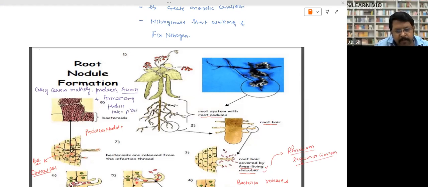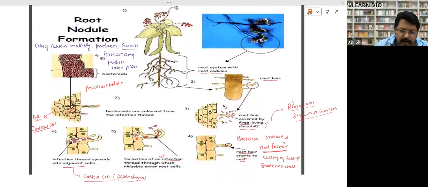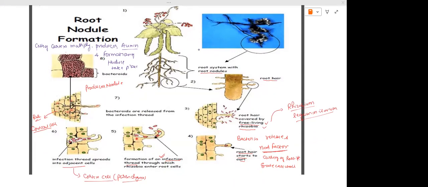So you have to remember the auxin, the curling of the root by nod factor, and the name of the bacteria Rhizobium leguminosarum. Is that clear? I think it should be clear to all of you. Clear? Yes, sir. Very good.